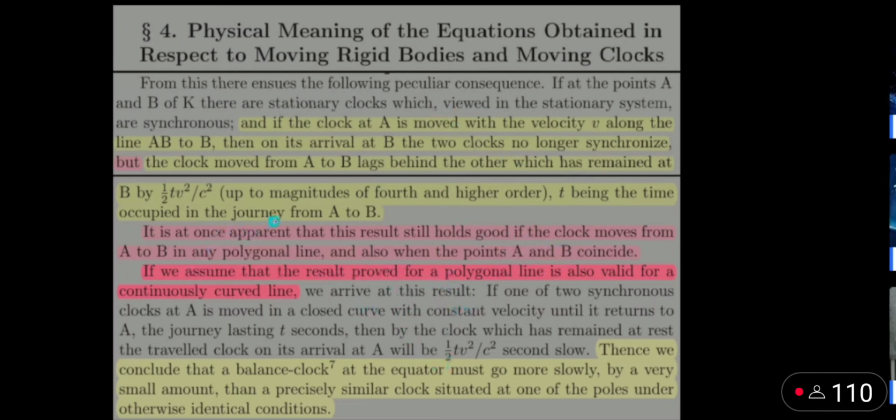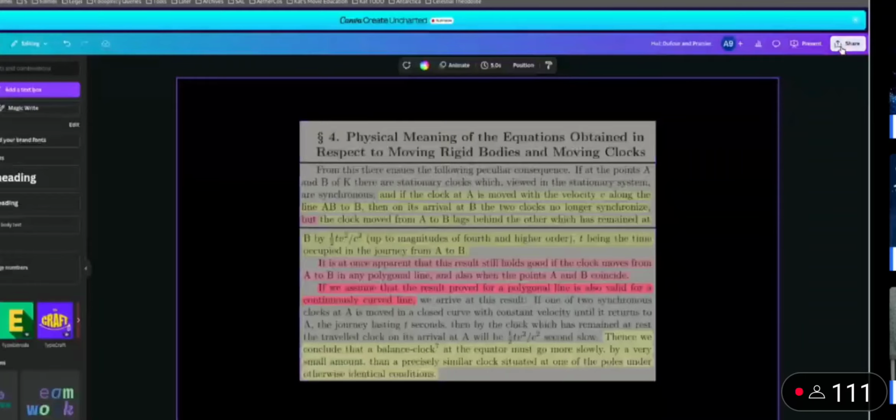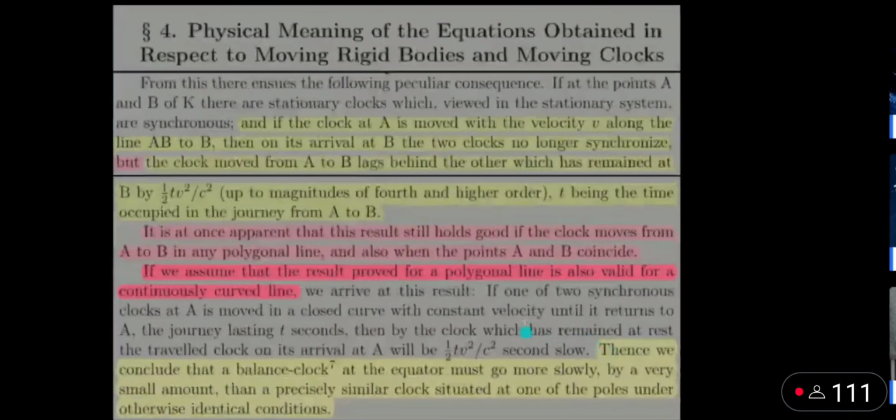And he defines the application of his equations in this frame, because remember, in one frame you're moving in a straight line, in the other frame you're going in a circle, you're accelerating, right? But he goes on to say, it is apparent that the results hold good if the clock moves from A to B in any polygonal line, and also when points A and B coincide, so when the circuit's complete. In any polygon, it doesn't matter if it's a circle or a parallelogram. Doesn't matter. And then he says, if we assume that the results proved for any polygon line are also valid for any continuously curved line.